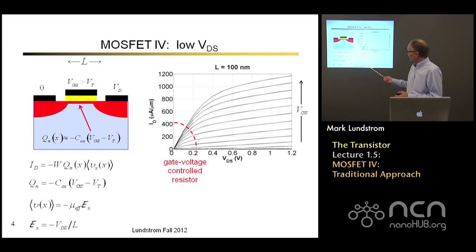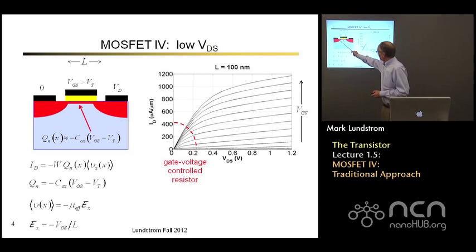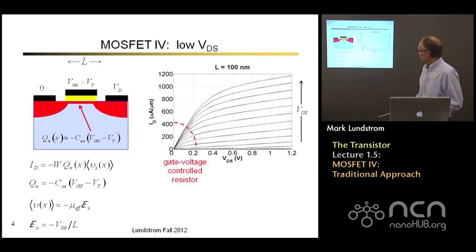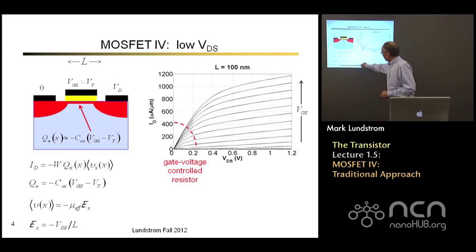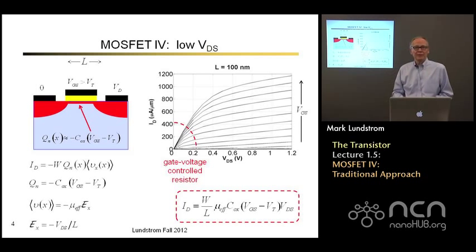Okay, the electric field is just the voltage across the channel, which is the drain to source voltage, divided by the length of the channel L. And it's pointing in the minus X direction from the drain to the source. So all we have to do is put all of these together and plug them into our expression for the drain current, and we get a very simple expression for the linear regime current.